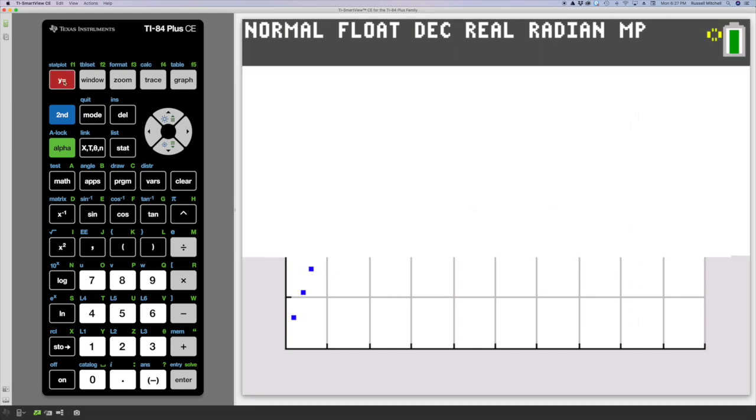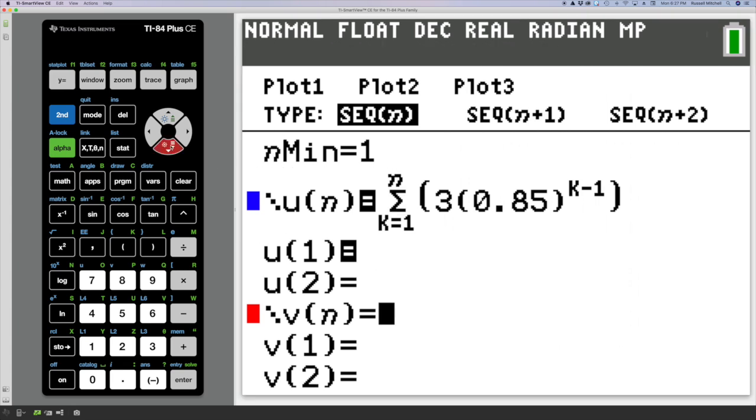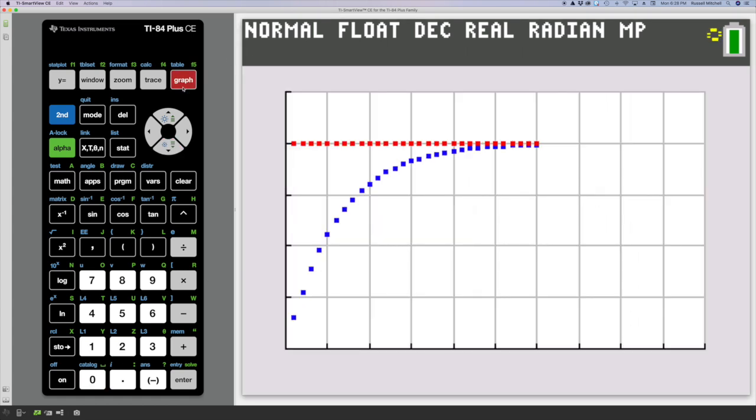And I also asked you to graph the horizontal line. We can't really graph a horizontal line in this format, but we come down here, and we can just type in a sequence that's 20. V-sub is always 20. And so we can see that the sequence of partial sums is getting closer and closer to this value of 20, and the graph really shows that now.